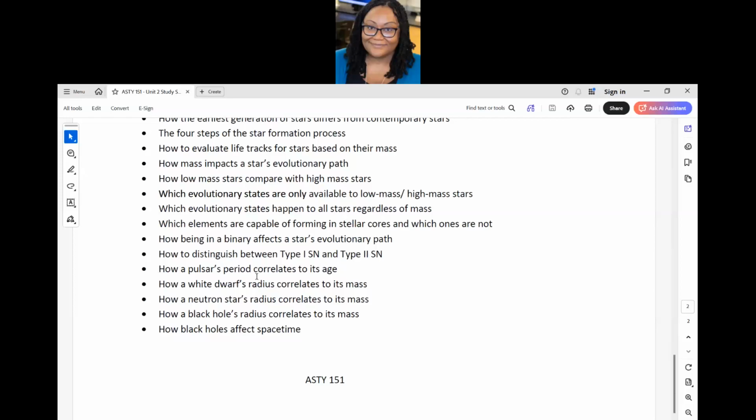How the white dwarf and the neutron star radii correlate to mass compared to a black hole. The black hole is the only one that gets physically larger when more mass is added. Both the others, white dwarf and neutron star, are better able to compress themselves with additional mass, so they get smaller in radius. And how black holes affect space-time.